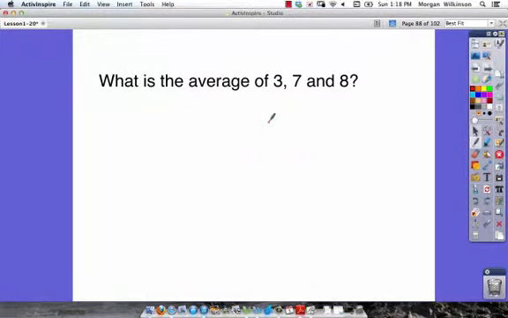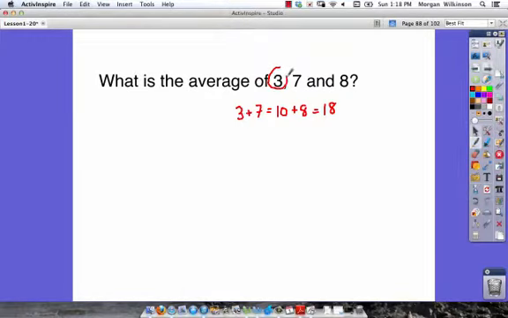What is the average of 3, 7, and 8? Now remember, to find an average, we add all the numbers up and divide by the number of numbers. So we're going to add everything up. 3 plus 7 is equal to 10. And 10 plus 8 is going to be equal to 18. Now we've added everything up. Now we need to divide by the number of numbers.